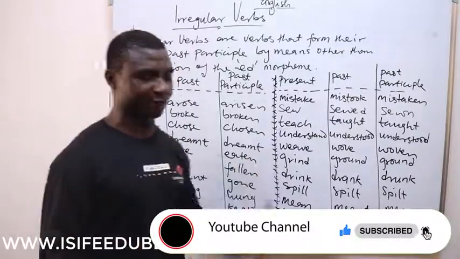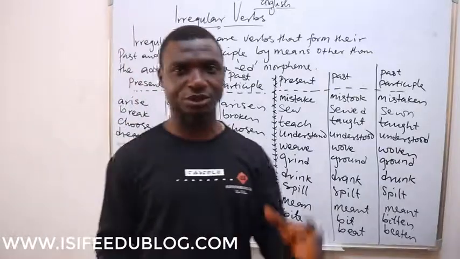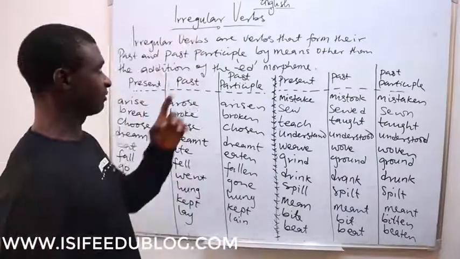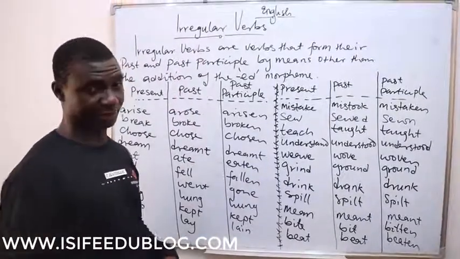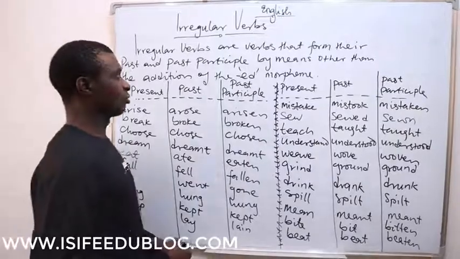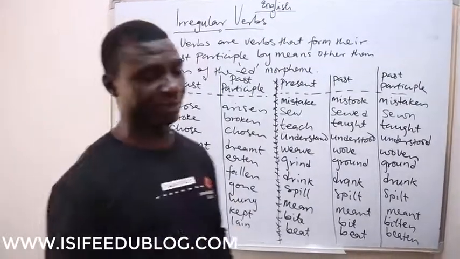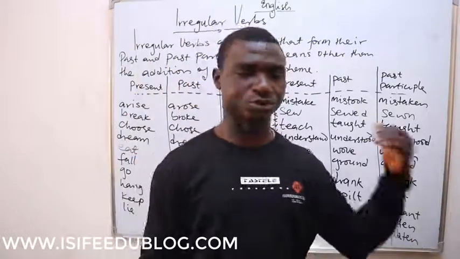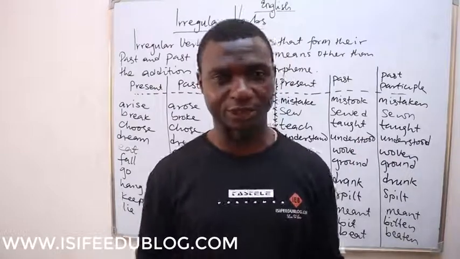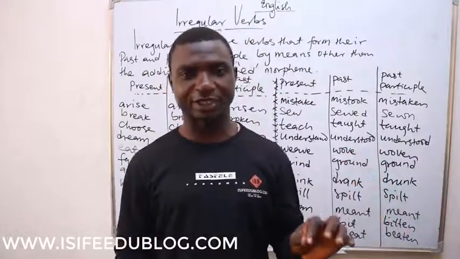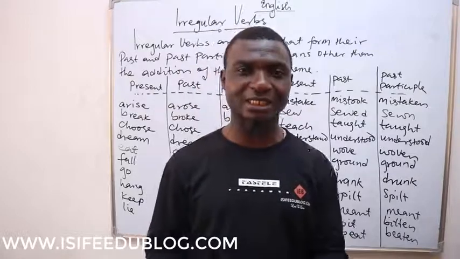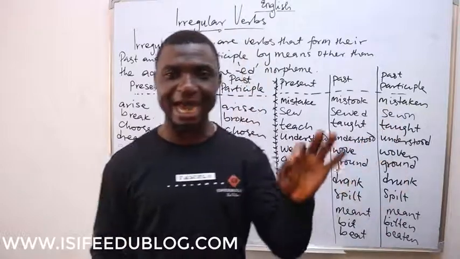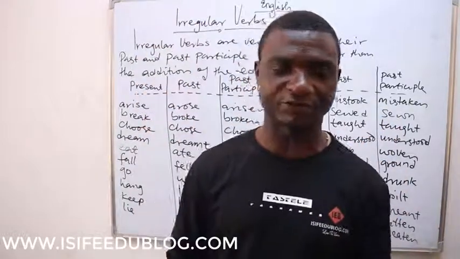Before now, if you are following these lessons gradually and judiciously, you would have learned regular verbs. We said while working on regular verbs that we had to start from the ones we can easily guess, to the ones that are a little bit more difficult. The regular verbs are verbs that can easily be guessed because they create the past and past participle forms by adding the ed morpheme to the present form.